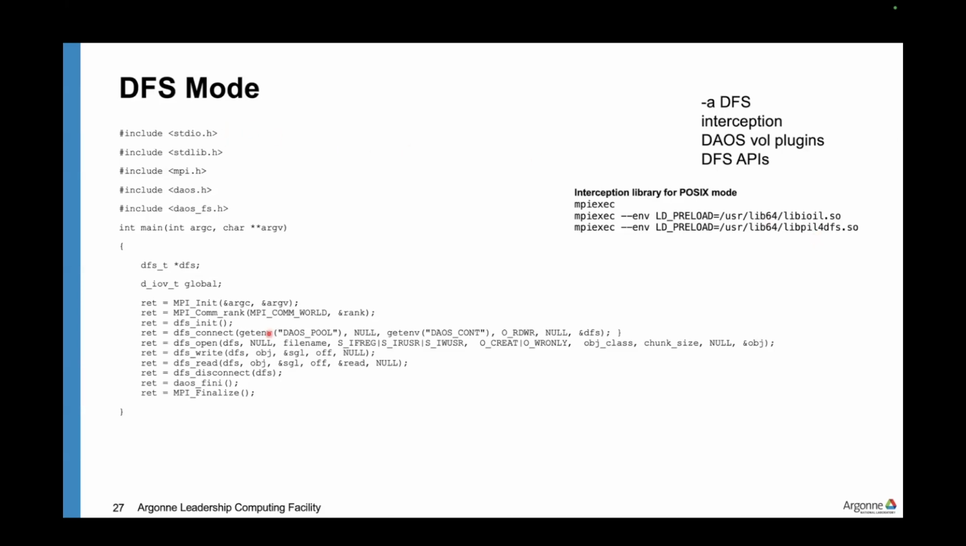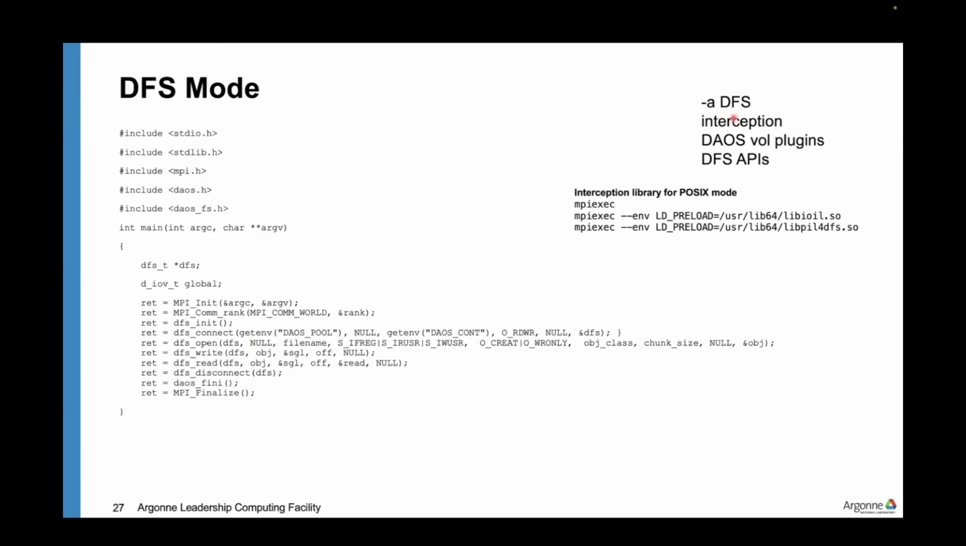Or if you're going to do it in your program, this is a simple program which shows the DAOS APIs, similar to MPI_Init. They have a daos_init, DFS connect to your pool and container. You also have DFS open, DFS write, DFS read, DFS disconnect, and daos_fini. I'm just showing at a very high level how to talk to the native layers.